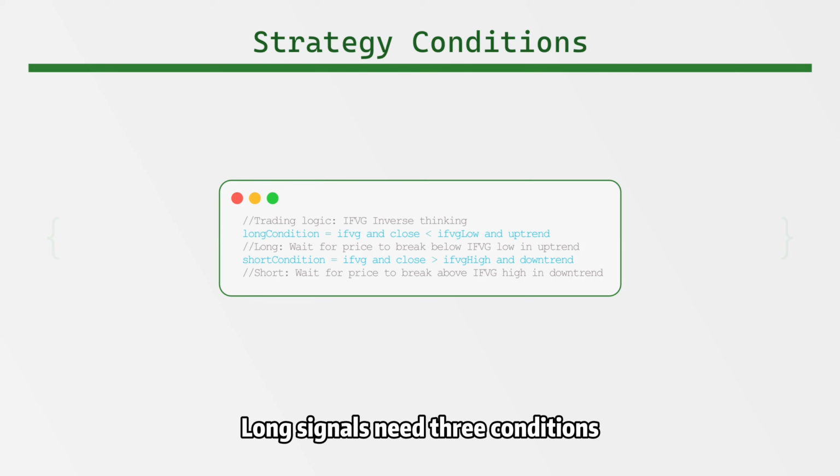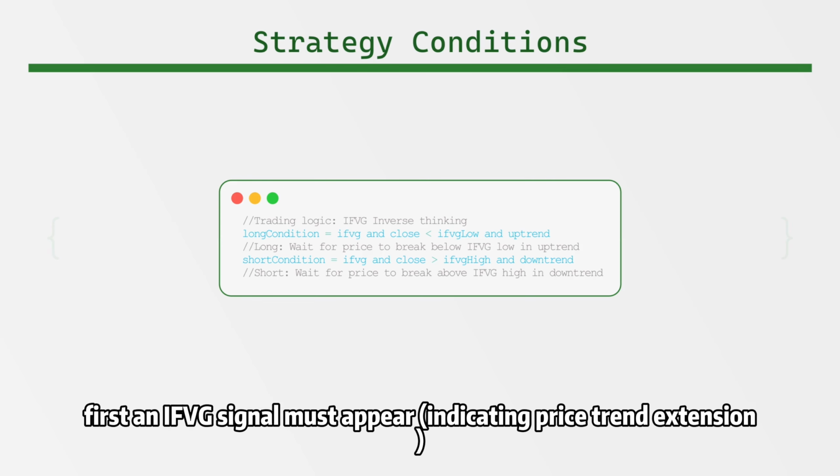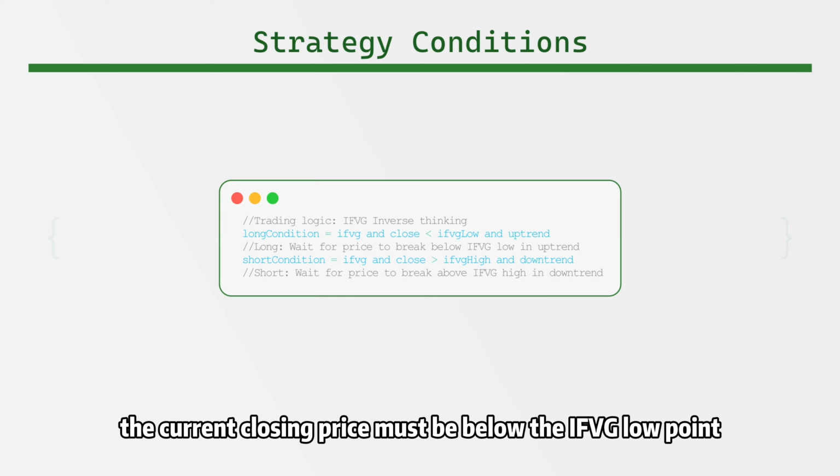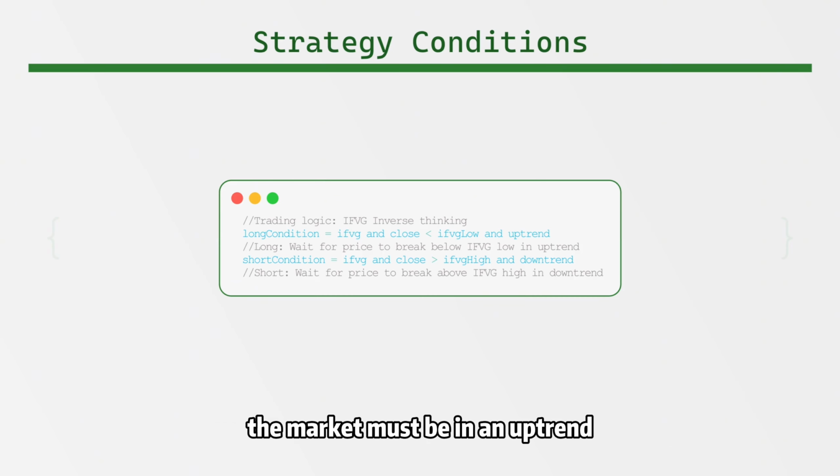Long signals need three conditions. First, an IFVG signal must appear, indicating price trend extension. Second, the current closing price must be below the IFVG low point. And third, the market must be in an uptrend, confirming the larger timeframe trend.